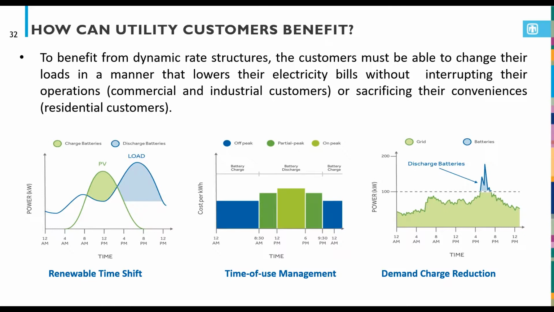For example, net metering customers can increase their savings by storing the excess renewable energy when the load is low and use that energy later when the load is high. Time of use customers can benefit by charging their batteries during off-peak and then discharging them during peak hours. Time of use customers can also reduce their peak demand by discharging during peak hours.